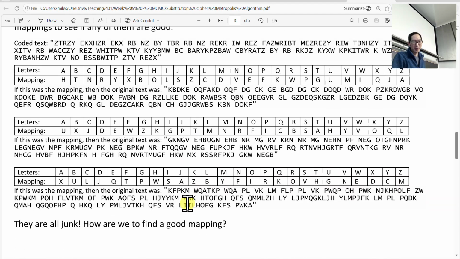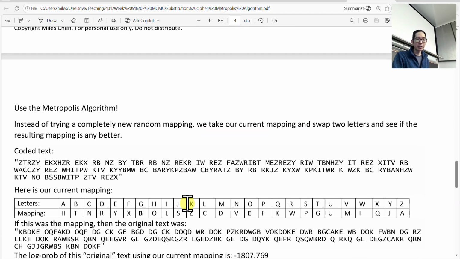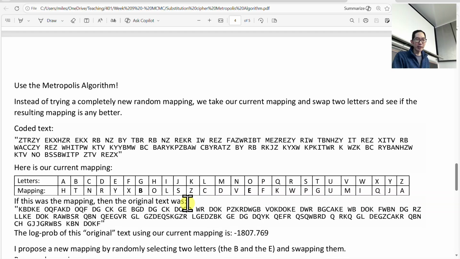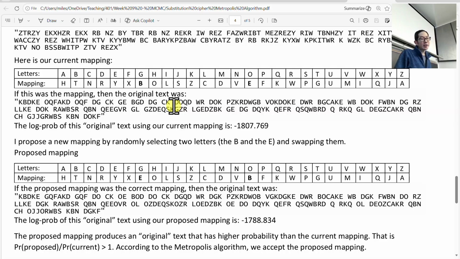But maybe what we can do is incrementally improve one at a time. And so we're going to use the Metropolis algorithm, and we're going to say, okay, I know this cipher key that I started off with, it's terrible. But even though it's terrible, what if I propose another cipher key that's almost exactly the same, but I'm going to just make one change. I'm going to just take two letters and swap them.